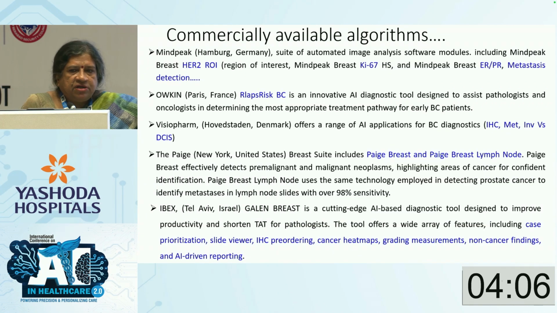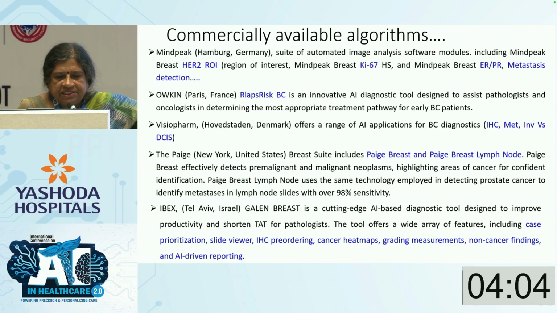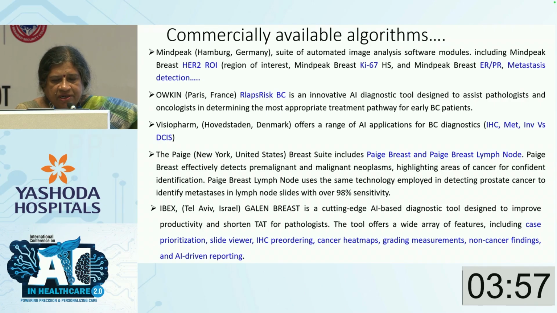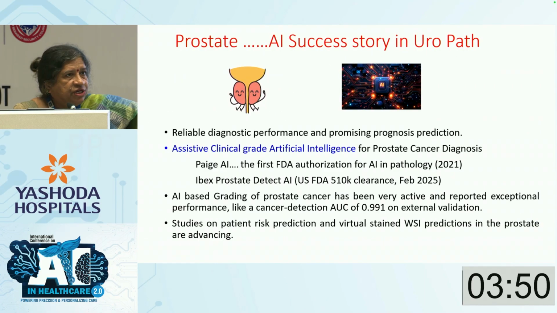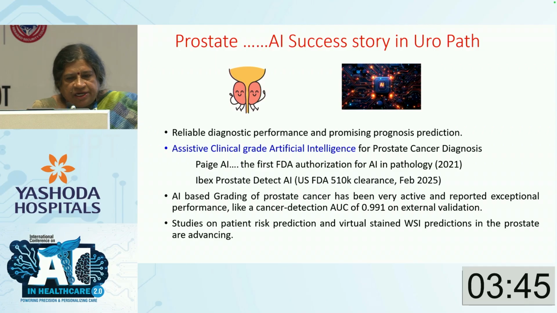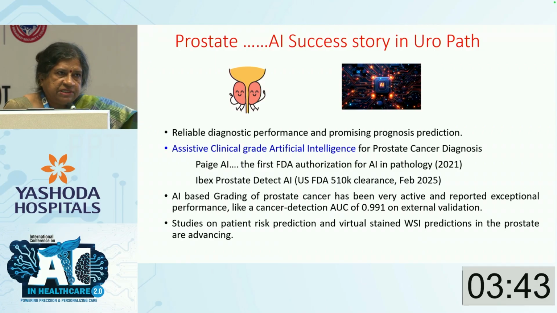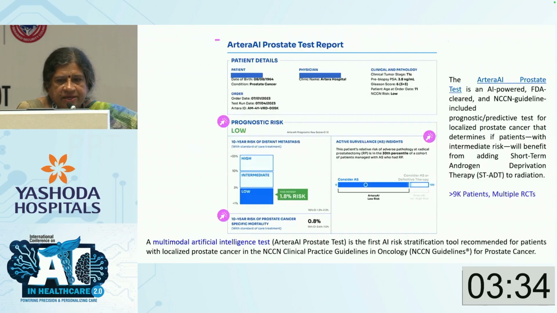So there are several commercially available algorithms in breast cancer, and they help us to prioritize cases, to decide about IHC ordering, and provide cancer heat maps, grading measurements, non-cancer findings, and AI-driven reporting. Coming to prostate, this is yet another AI success story in Europath. It was Paige AI. It was the first FDA authorization for AI in pathology in 2021, and it was the example of assistive clinical grade AI for prostate cancer diagnosis.